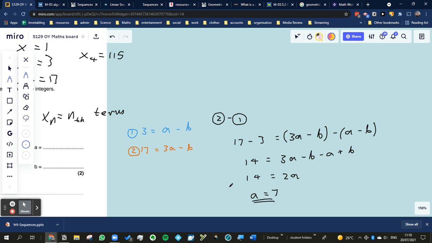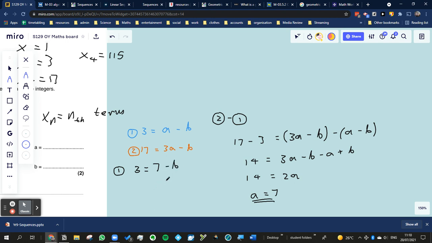So that's our first one solved. Now, with all simultaneous equations, once you've got one, the next one's easy, because we can just use any of these equations. For example, we can go for equation 1, and we can say 3 is equal to a minus b. So let's rearrange that. Well, let's just sub the values in straight away. So 3 is equal to 7, because we know that a is 7, minus b.